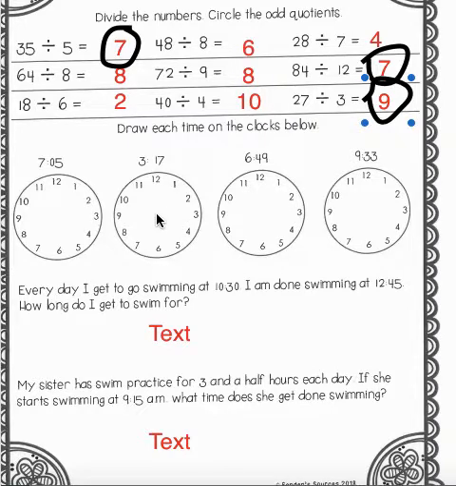So again, the smaller hand, the hour hand, will be a tiny bit past the 3. And the minute hand, which is the bigger hand, will be also a little bit past the 3.